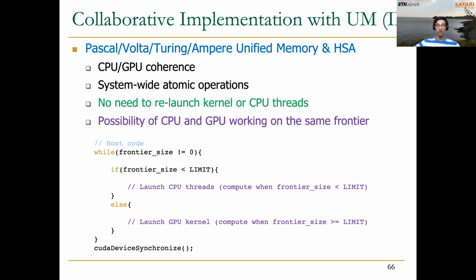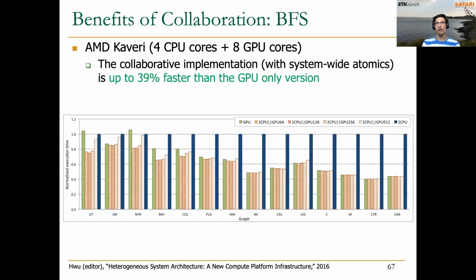If we have very, very large frontiers, it could be possible to have CPU and GPUs working at the same time on the same frontier. So we evaluated this implementation on the AMD Kaveri, and here you can see results for many different graphs and also different combinations of CPU, GPU, and collaborative implementation. As you see, we obtain up to 39% faster performance than the GPU-only version for some of the graphs.